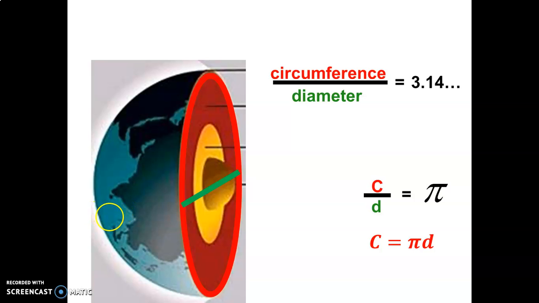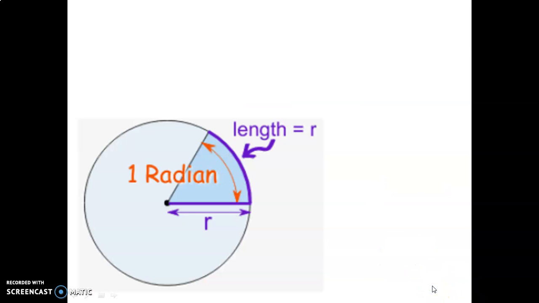If we take that and rearrange it, we get circumference equals pi times d. And then the diameter is actually 2 radii, so we have circumference equals 2 pi r, one of our key formulas for circles. Let's begin there and go a little further.